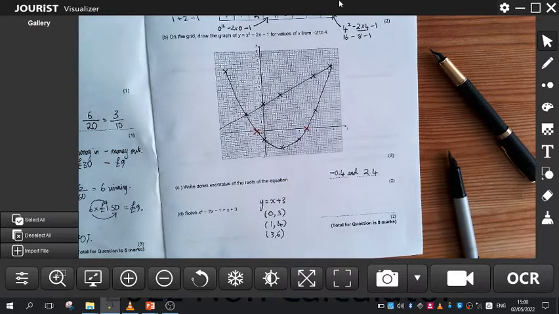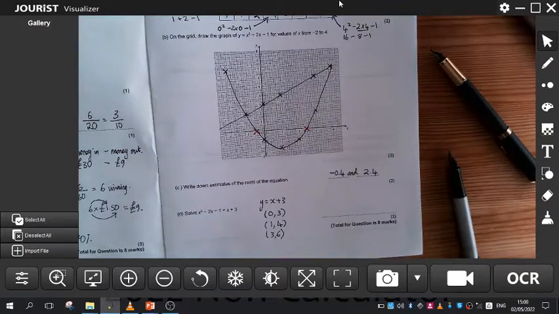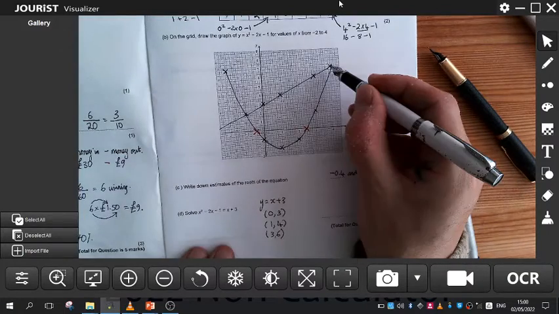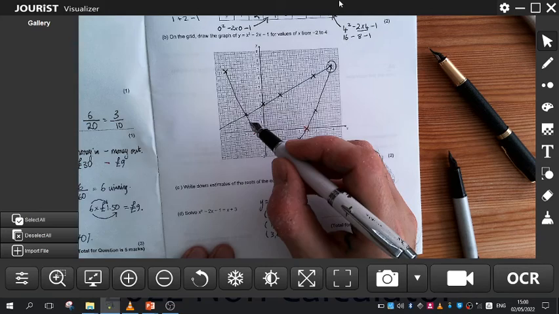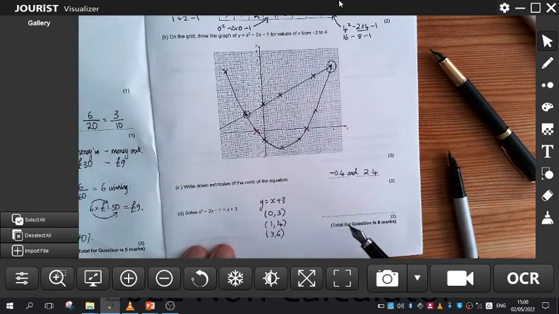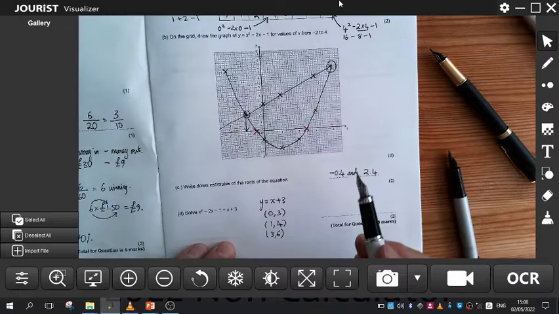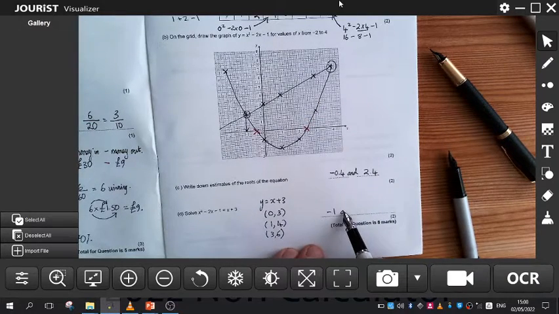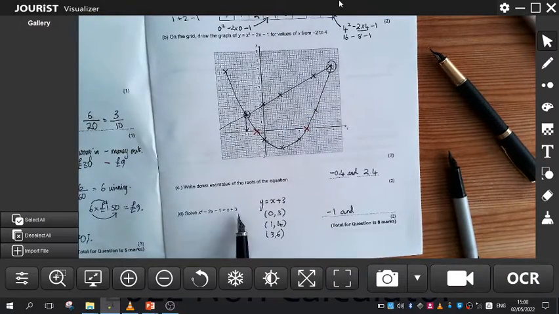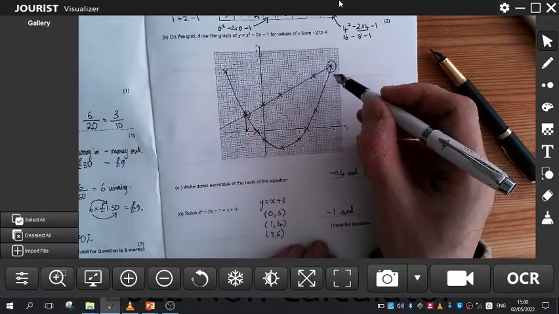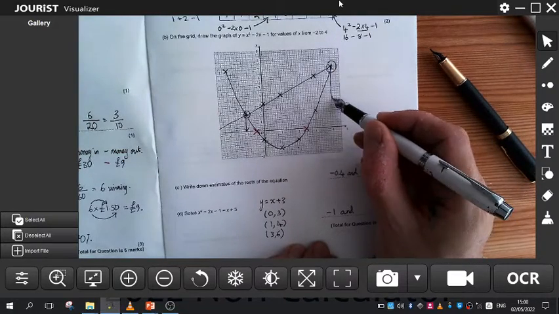Now we want to find where that graph meets that graph. They're meeting each other here and at that point there. And we can find out what x is just by drawing a line going downwards. X is minus 1, and usually with quadratic equations there will be two solutions. The other solution looks to me like it's x is 4.